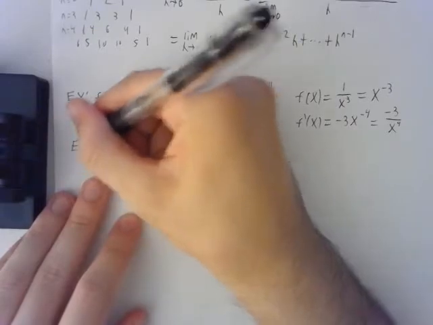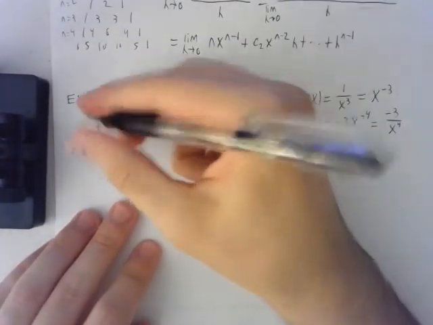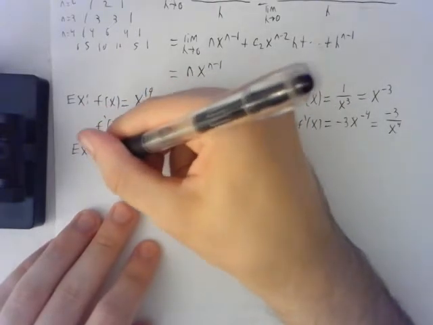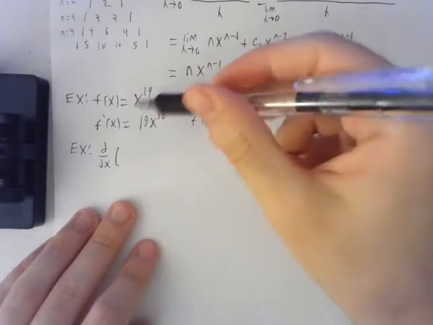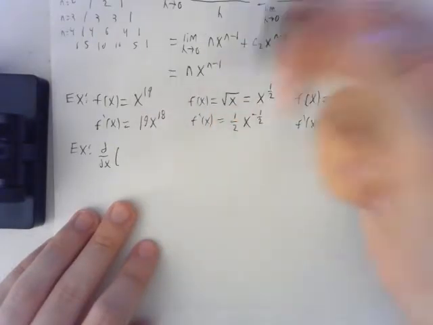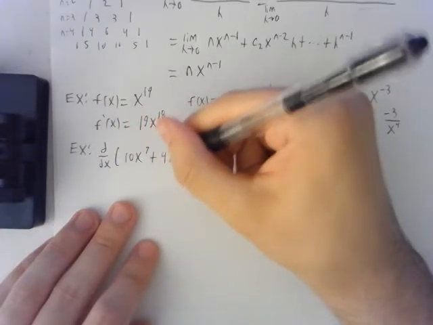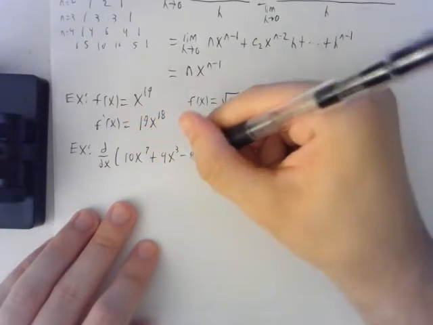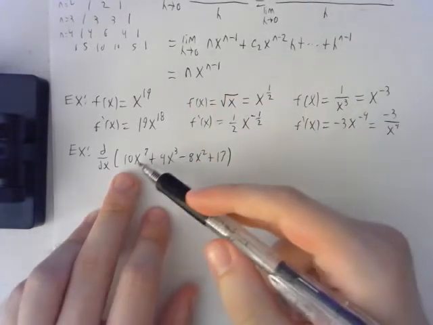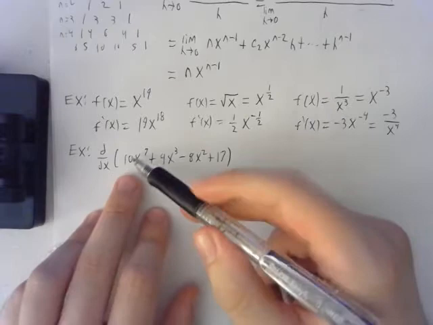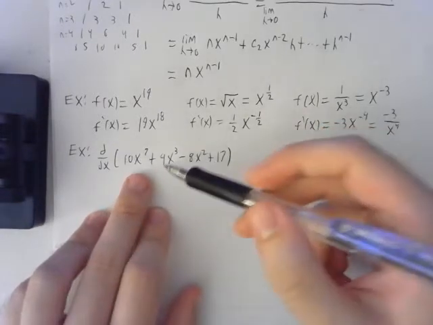We can do more though, so remember we had the sum and constant multiple rules, so this allows us to differentiate polynomial functions. Remember, polynomials are sums of constants times integer powers of x. So we could have like 10x to the 7th plus 4x cubed minus 8x squared plus 17. And if you use the constant multiple rule and the sum rule, you can distribute this derivative to each of the individual terms and pull the constants out.